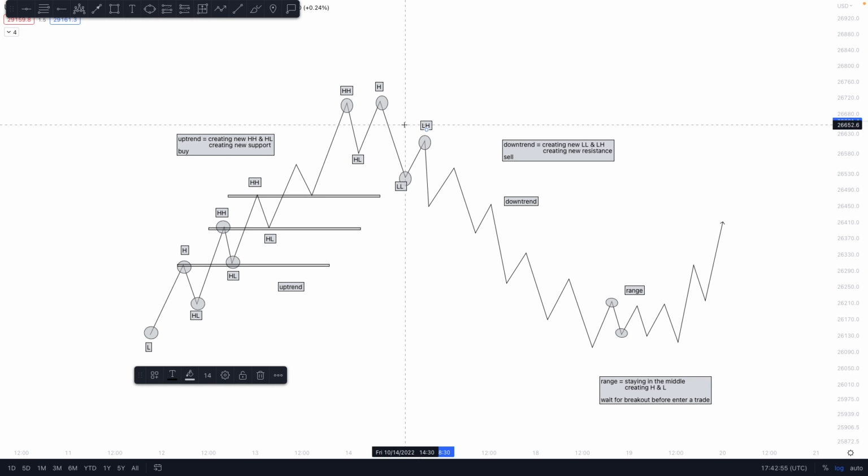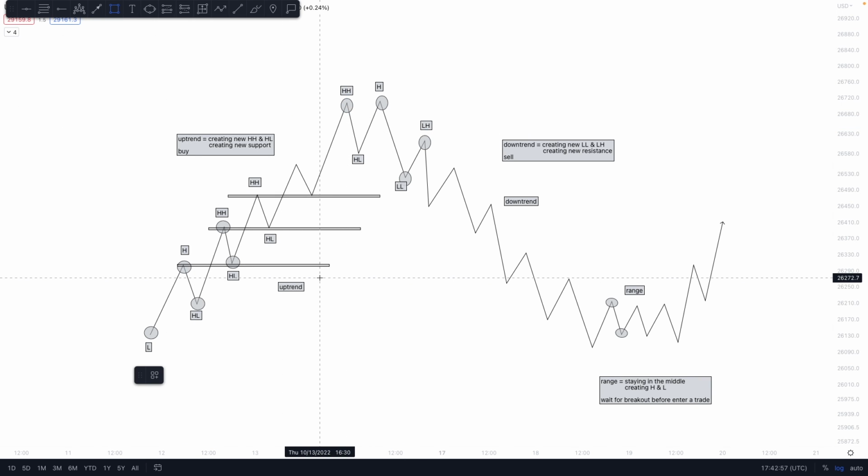Now, where does the market create new resistance? Whenever the market is heading to the upside, we're breaking above resistance, right? Now it's the opposite whenever the market is heading to a downside. We're breaking under support, creating new resistance, right?